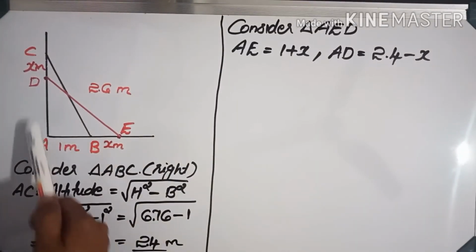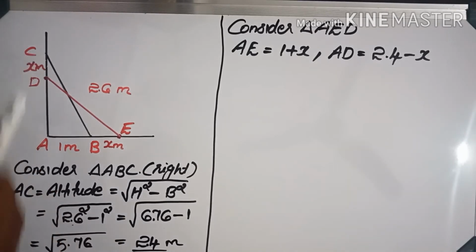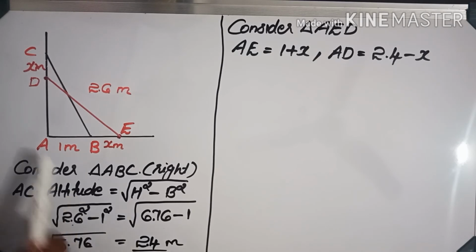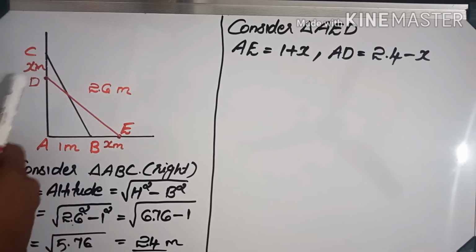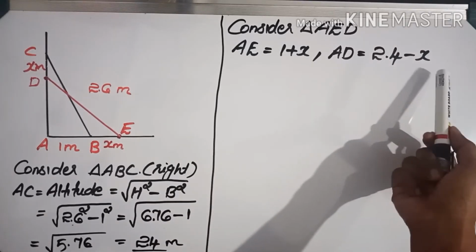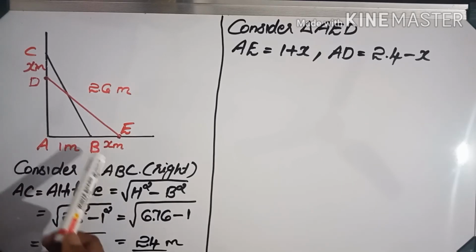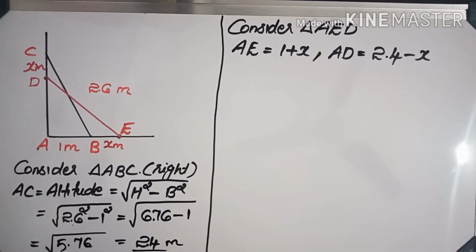Now the altitude is AD. Here A to C we got 2.4. From that we have to subtract x meter. That's why 2.4 minus x. Now the hypotenuse has no change because the length of the rod is not changing. So the hypotenuse is the same, 2.6 meter.